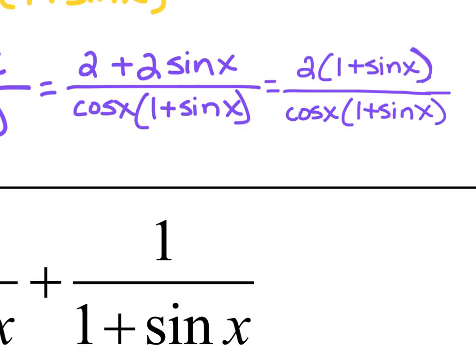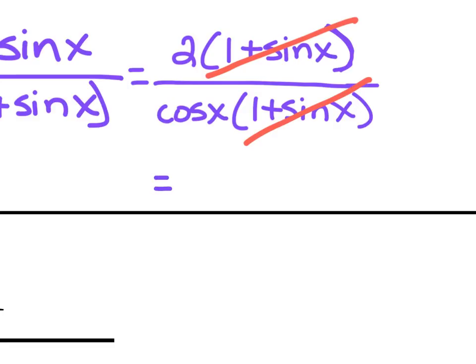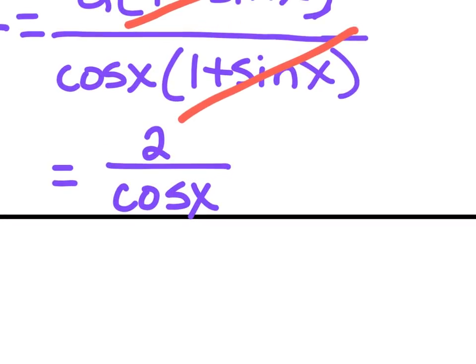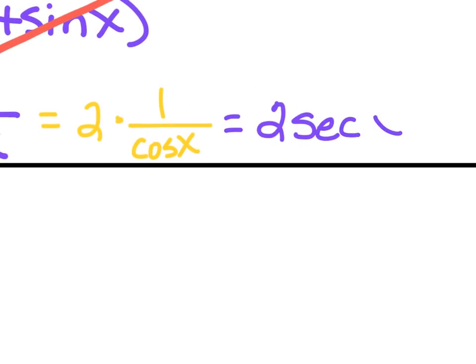Take a look at that. You should notice that 1 plus sine of x and 1 plus sine of x cancel. So when you do that canceling, you end up with just 2 over cosine of x. Now think about that. 2 over cosine of x is the same as 2 times 1 over cosine of x. You don't have to write that part if you can see it, because 1 over cosine of x is secant, and so my answer to this whole problem is 2 times the secant of x.